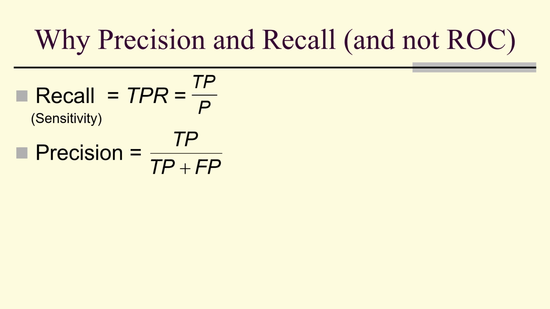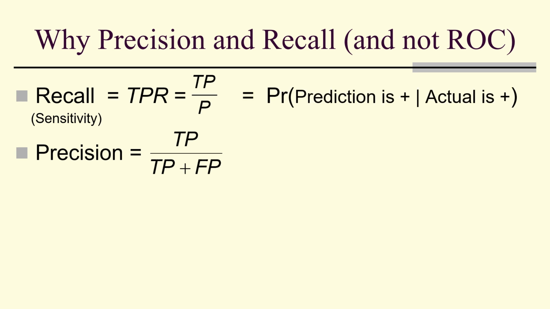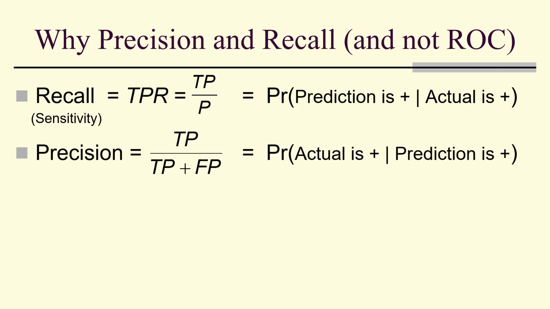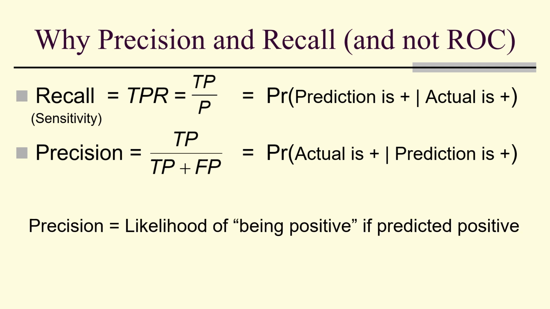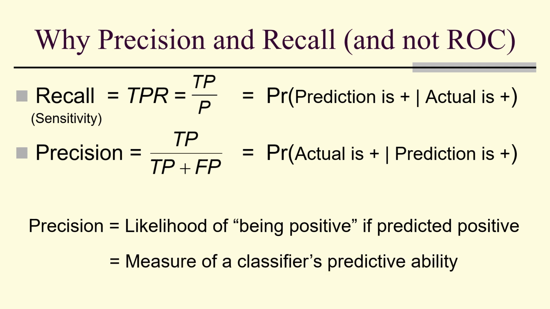So why precision and recall and not receiver operating characteristic? Well, here are our metrics of recall and precision. And as conditional probabilities, recall is the probability that the prediction is positive given that the actual is positive. Whereas precision is the probability the actual is positive given that we know that the prediction is positive. In other words, precision is the likelihood of being positive in reality if predicted positive, a measure of a classifier's predictive ability, especially for the positives.